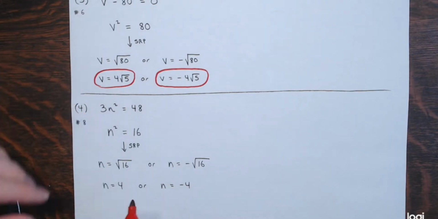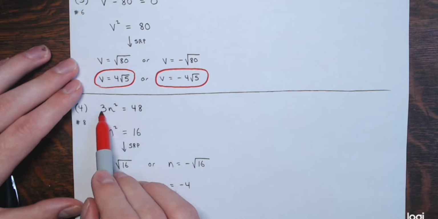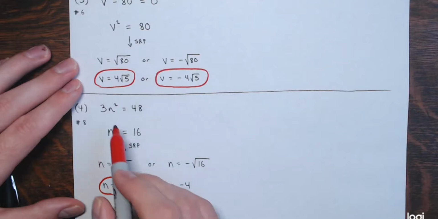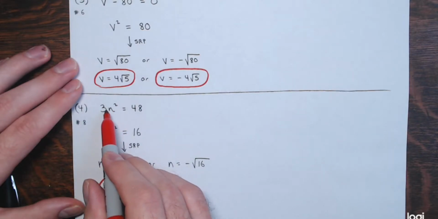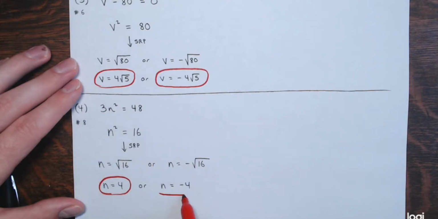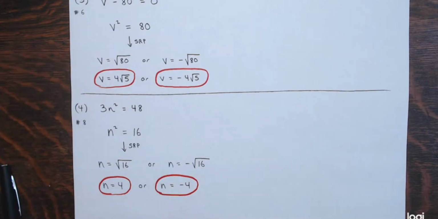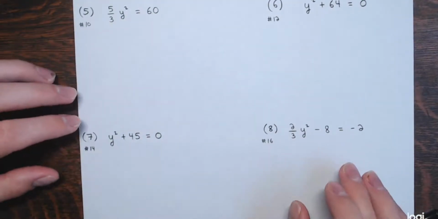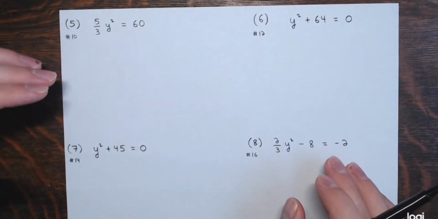And if you check those, 4 squared is 16, 3 times 16 is 48, that works. Negative 4, when you square it, is positive 16. 3 times 16 is 48, that also works. Wonderful. So same steps every single time. Alright, so on these last pages here, I have 4 examples, more examples per page, because you saw how quick and easy these can be.